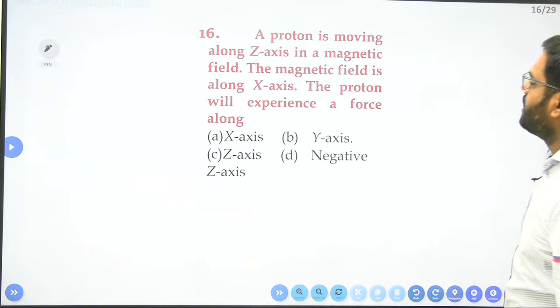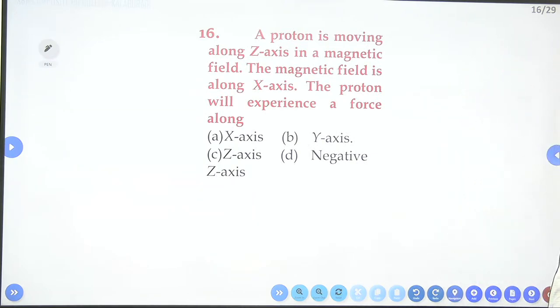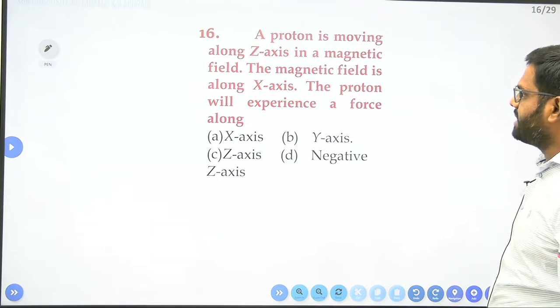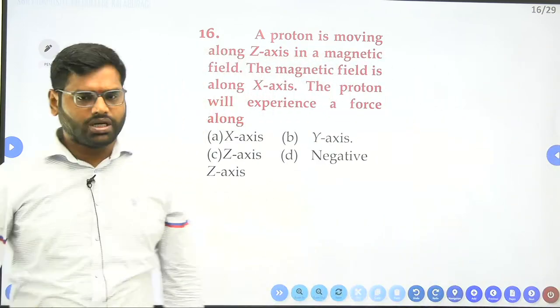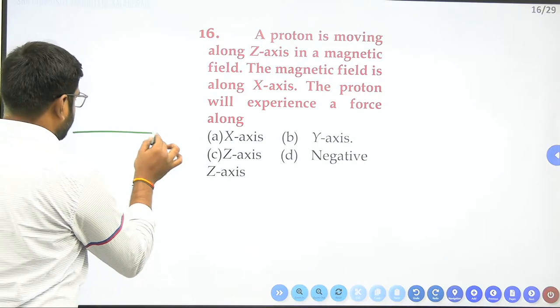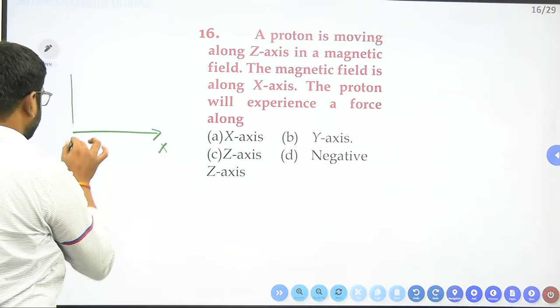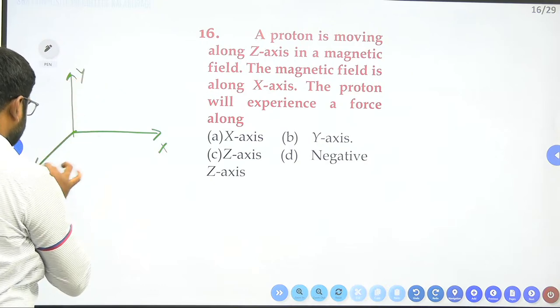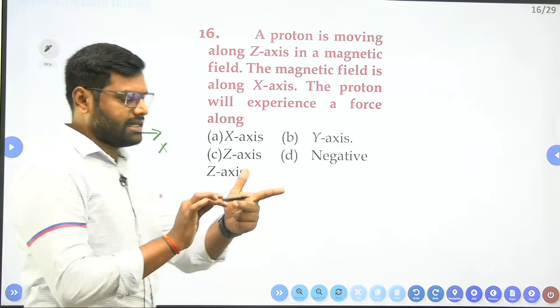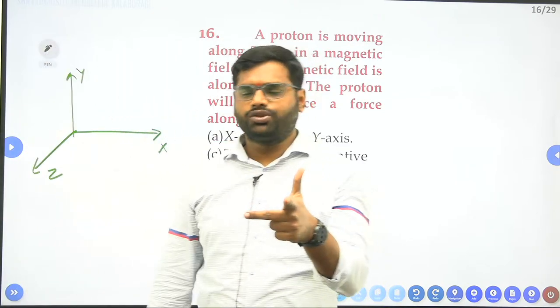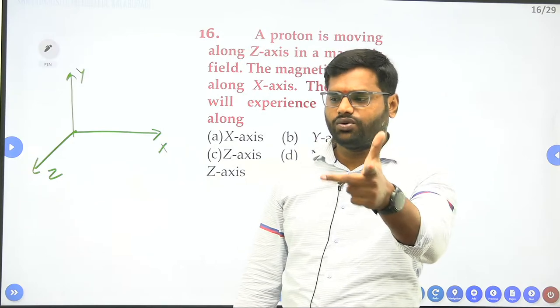Here a proton is moving along the z axis in a magnetic field. The magnetic field is along the x axis. The proton will experience a force along which axis? Here is the x axis, I'll consider this the y axis, and this is the z axis. These are three mutually perpendicular axes. As we know, the current, magnetic field and magnetic force are mutually perpendicular to each other according to Fleming's left hand rule.